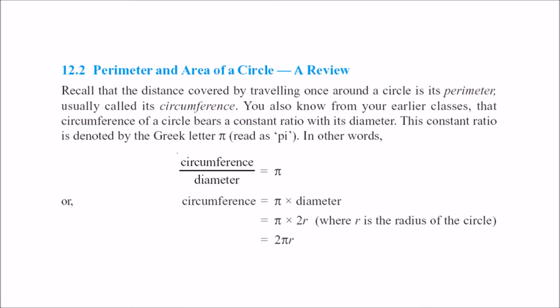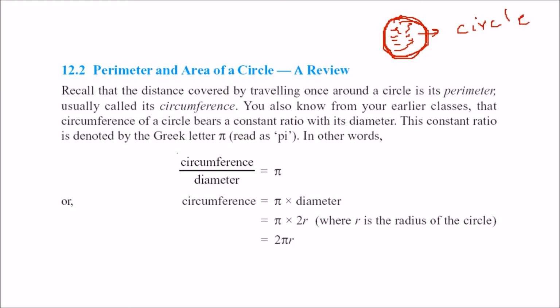Perimeter and area of a circle. What is the perimeter? If you start from here and you travel along the boundary and reach here, the distance you have traveled is nothing but the perimeter. And the region enclosed by this boundary is the area. So this is what we call a perimeter. We can also call it circumference in the case of a circle.